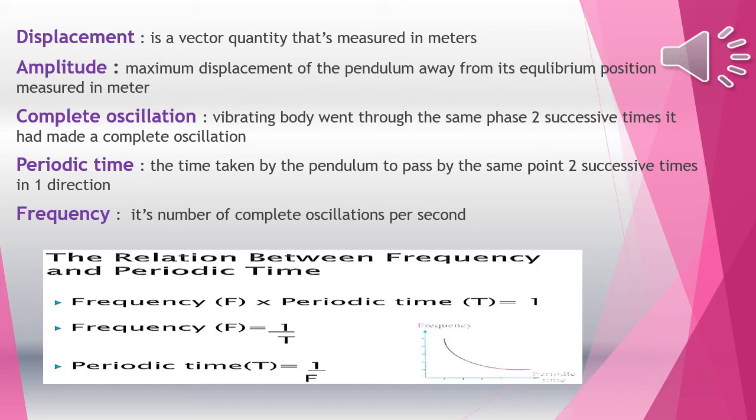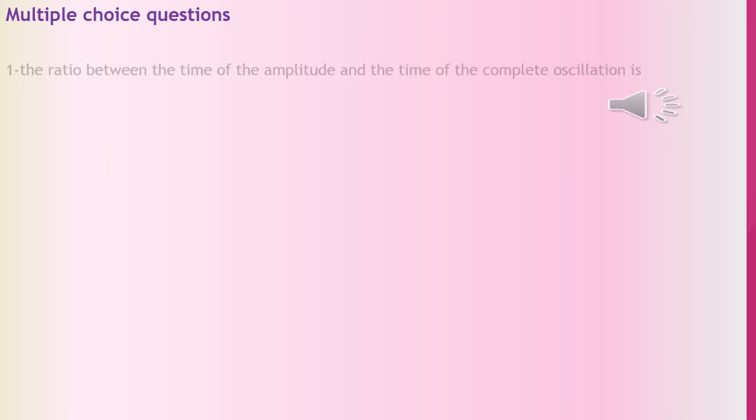Frequency is the reciprocal of periodic time, or the number of complete oscillations per second. Periodic time T equals t over N. The frequency is the reciprocal of periodic time, so its rule: nu equals N over t. Okay, and its measuring unit is hertz.